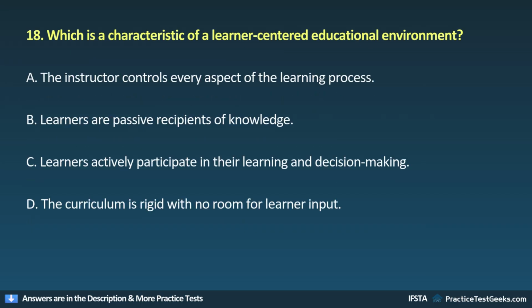18. Which is a characteristic of a learner-centered educational environment? A. The instructor controls every aspect of the learning process. B. Learners are passive recipients of knowledge. C. Learners actively participate in their learning and decision-making. D. The curriculum is rigid with no room for learner input.